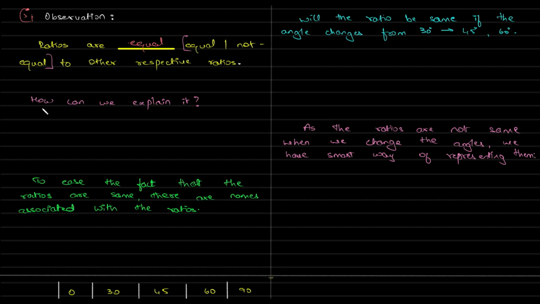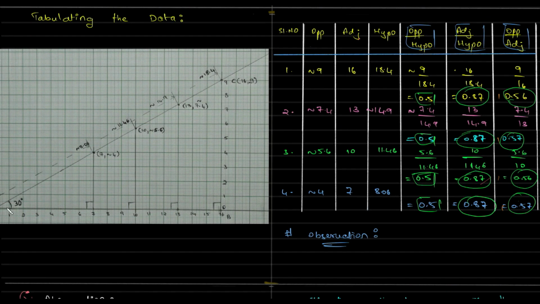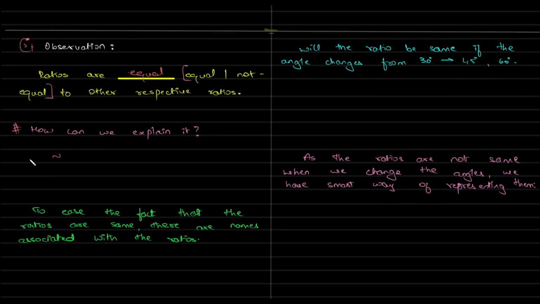But how can we explain it? How is it possible that all of these ratios are the same? What explains it? Similarity, the concept of similarity. It comes under the topic triangles. If we have a right angle triangle with a 90-degree angle and one other equal angle, basically two angles equal between any set of triangles, all of them are similar. This is with the help of the AA similarity criteria. So by AA similarity criteria, all of these triangles are similar.